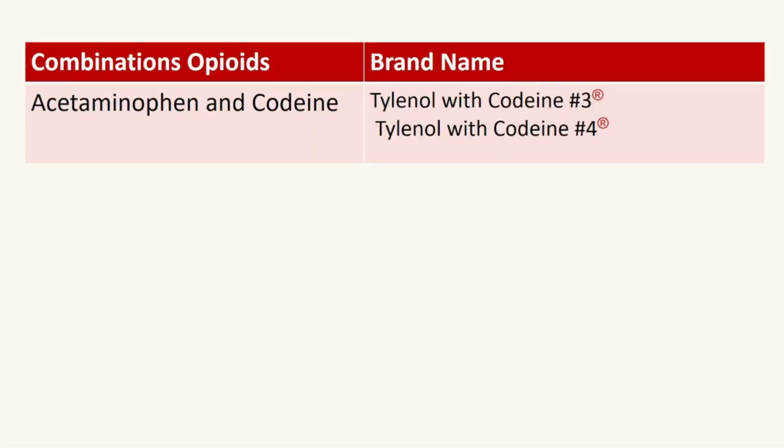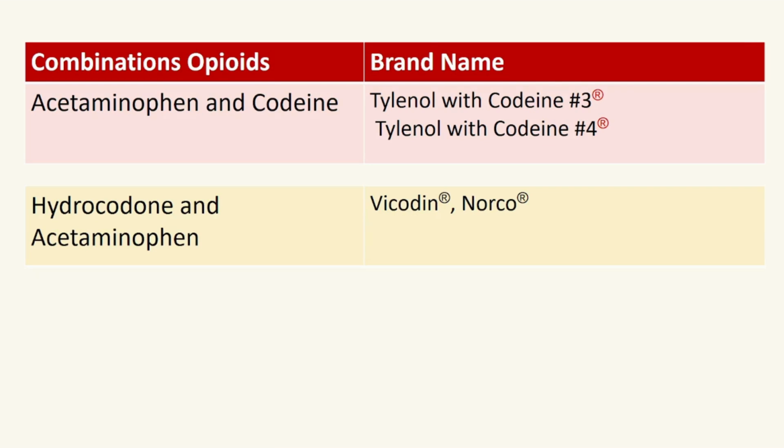Opiates also come in combination with other non-opiate drugs, primarily acetaminophen and also acetylsalicylic acid. Some of those combination opiates are acetaminophen and codeine, which comes as Tylenol with codeine number 3, which consists of 30 milligrams of codeine, 325 milligrams of acetaminophen, and 15 milligrams of caffeine. And there is Tylenol with codeine number 4, which contains 60 milligrams of codeine and 325 milligrams of acetaminophen.